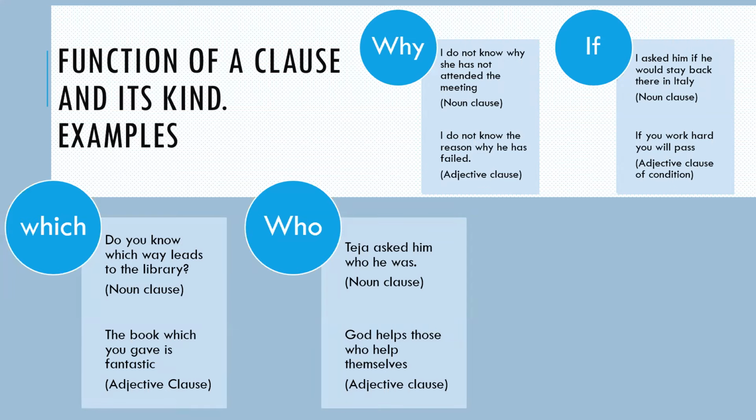Now let's look at why, if, which, who. I do not know why she has not attended the meeting. This is explaining the reason, and it's a noun clause. I do not know the reason why he has failed. Modifying or explaining the noun, the object of it. So it is an adjective clause. Do you know which way leads to the library? By using which, it's a noun clause. The book which you gave is fantastic. This is an adjective clause.